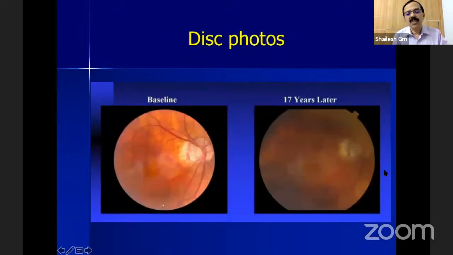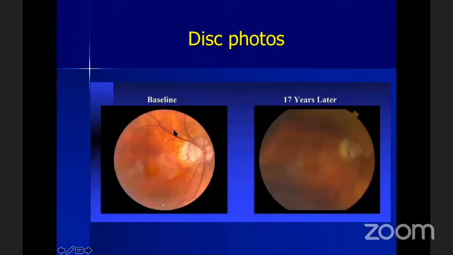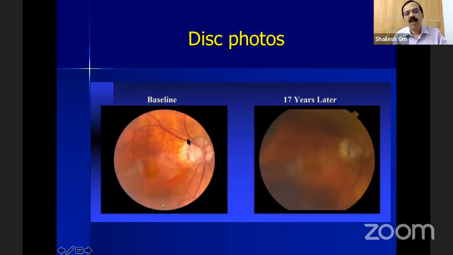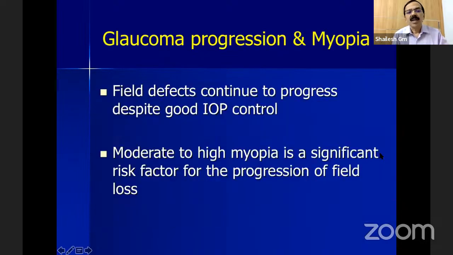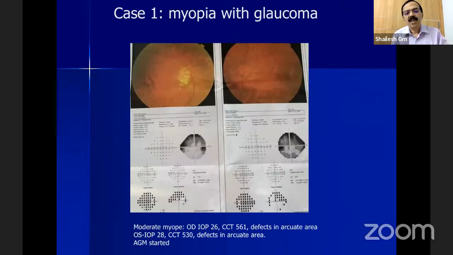And the fundus photograph is almost similar to this. Here is the same patient, disc photos of baseline and even after 17 years, almost similar. But what we have to see is that we have to have a serious follow-up of visual fields, which will pick up the glaucoma. So progression of glaucoma is also very important, because field defects continue to progress despite good IOP control. Moderate to high myopia is a significant risk factor for progression of field defects.